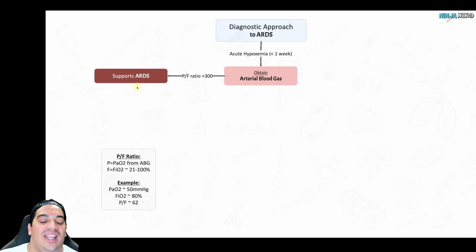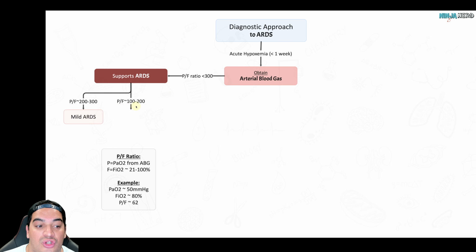Well, if the patient has a PF ratio of less than 300, we can divvy this off into severity. If it's anywhere from 200 to 300, that's mild. If it's 100 to 200, that's moderate. And if it's less than 100, that's severe. So this patient right here would be considered to have severe ARDS.